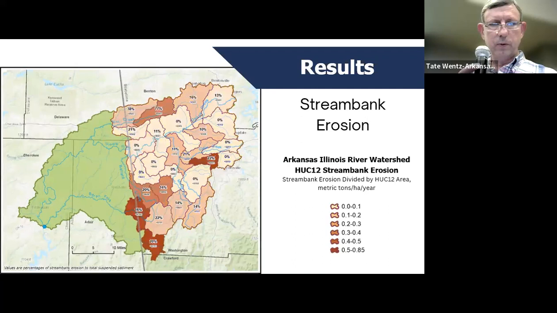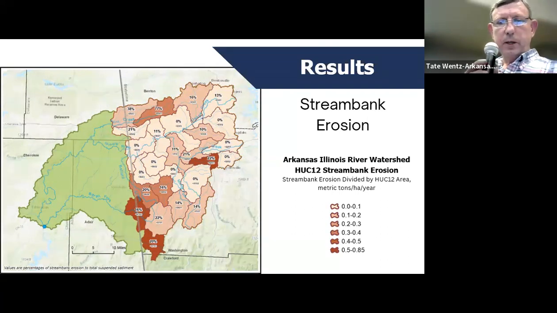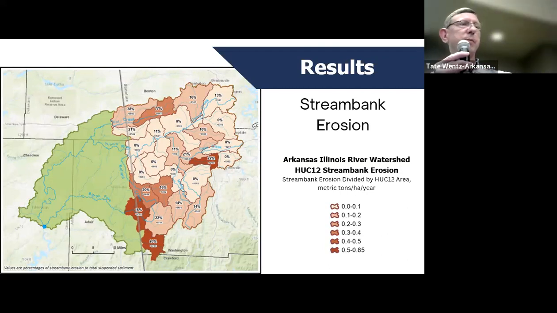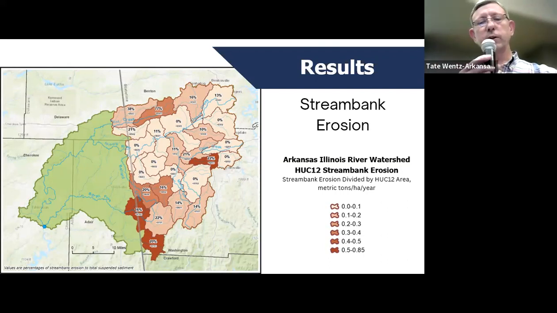Let me move to the next one, which shows stream bank erosion. The color shading corresponds to the legend, which is in tons per hectare per year for stream bank erosion. I know stream bank erosion occurs on a linear basis; we're accustomed to looking at it per foot, per mile, whatever. But in order to compare apples with the total sediment yields, we just divided it by the HUC-12 areas. So that's what the numbers are, and the color shading corresponds to that.